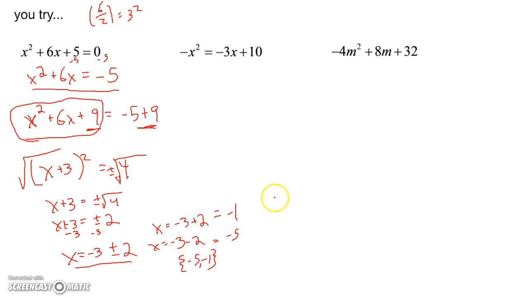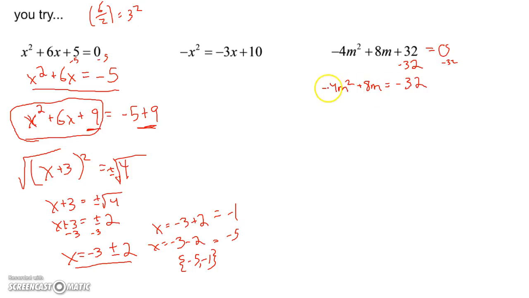All right, and let's just do one more. This doesn't even have an equals. Let's say this is already set up as equals 0. Let's make this an actual equation. I want to get the constant on one side, so minus 32. You have minus 4m squared plus 8m equals minus 32.